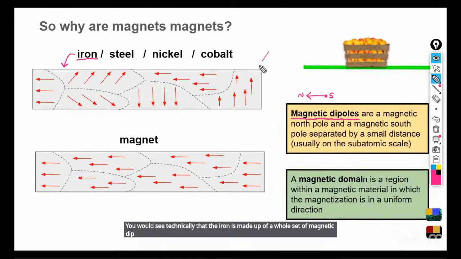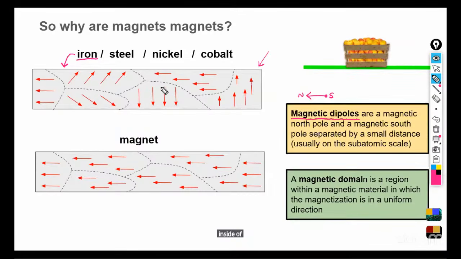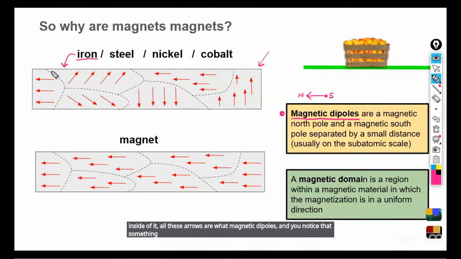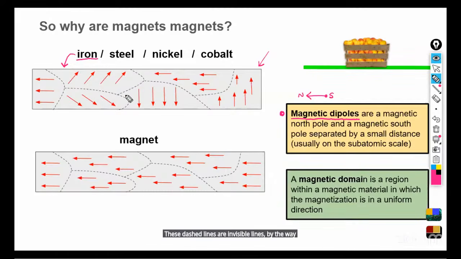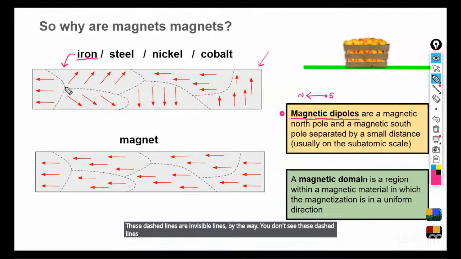So look at this diagram here, guys. You notice that I have a whole set of arrows inside of it. All these arrows are what? Magnetic dipoles. And you notice something else. These dash lines are invisible lines, by the way. You don't see these dash lines. This is like an area.